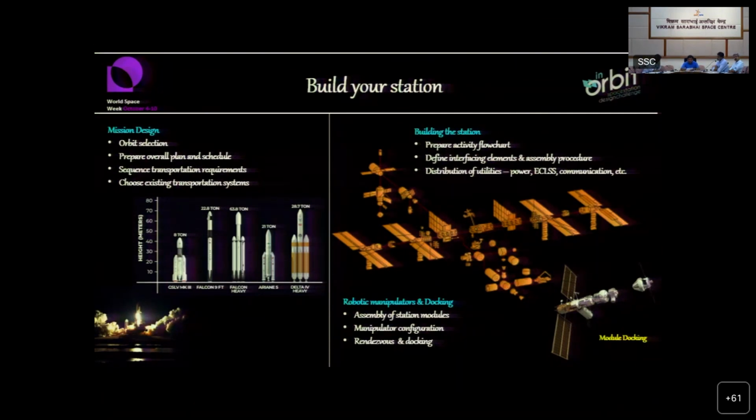And also the sequence of launches, in case you are planning to carry various modules and assemble them in space: how you're going to construct the modules and what each module will cater to, and more importantly, how you're planning to assemble them together, whether you have a manipulator or robotic arm, and docking. This is one important thing. Then all these aspects need to be highlighted in your report with respect to how you're building the modules, how you're planning to build the space station in the desired orbit.